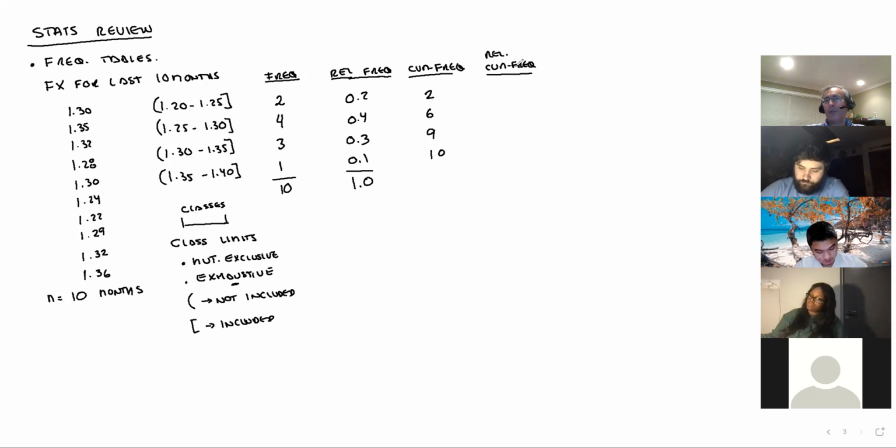And then the relative cumulative frequencies, instead of accumulating the frequencies, I accumulate the relative frequencies. So this is going to be 0.2, 0.6, 0.3, 0.6, 0.9, and 1. And that's it. Make sense?